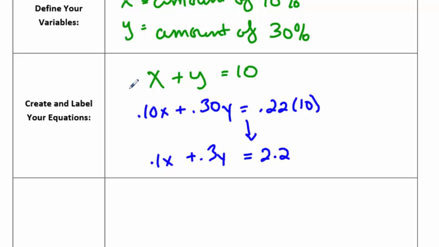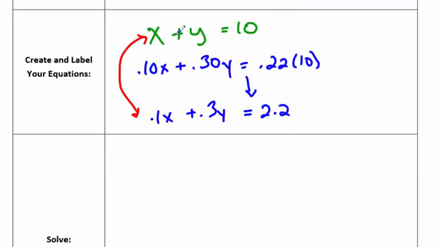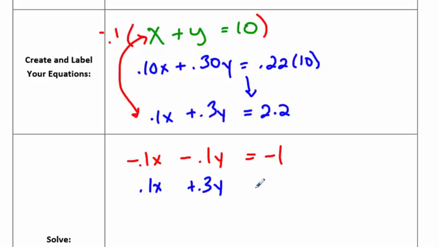Now we want to solve our system. We have the equation x plus y equals 10 and 0.1x plus 0.3y equals 2.2. To solve this system, I can multiply the top equation by negative 0.1 to make the x's eliminate. So let's do that for every term in the top equation. Negative 0.1x minus 0.1y equals negative 1. We're going to add that to the second equation, 0.1x plus 0.3y equals 2.2.